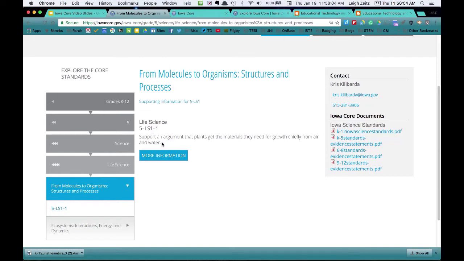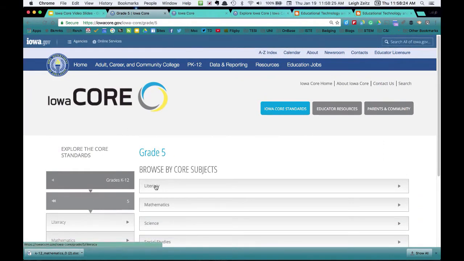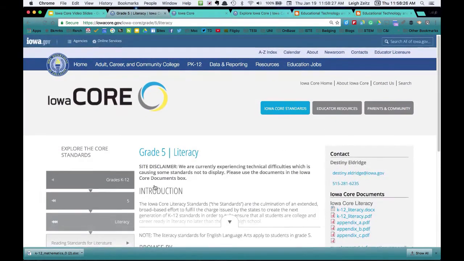But this would be one where we have some plants that are getting lots of air and lots of water. We have other plants that don't get much, and we look at comparisons of growth. You see how that would support an argument that plants get the materials they need from air and water. So that's number 2. Now the important thing is we should be able to write this up as well. See, we can kill 3 birds with 1 stone on this one.